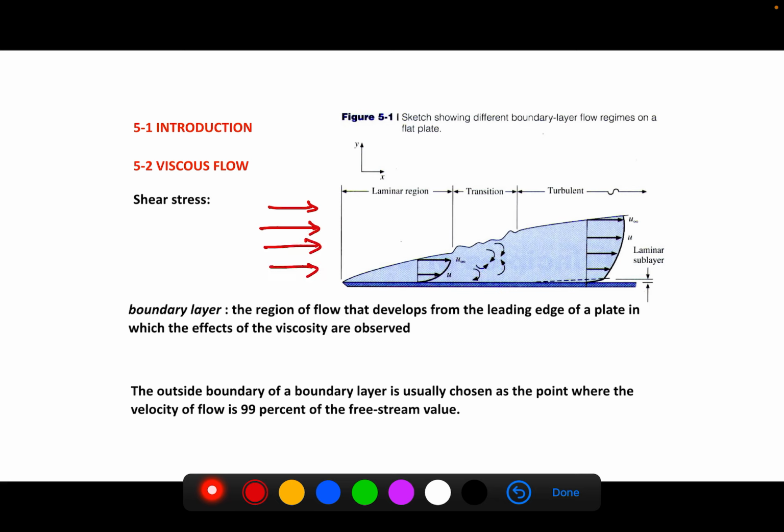Why is it called free stream? Because, layer by layer, all these layers have the same velocity. Once it reaches the leading edge of this particular plate, it will start forming the boundary layer. Why? Because the first layer of fluid approaching will take the velocity of the surface, that is, the velocity will be the same as that of the surface.